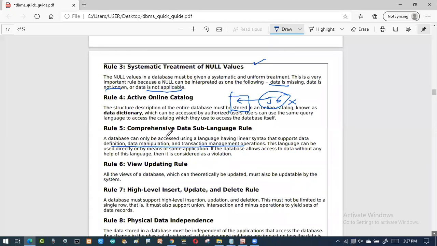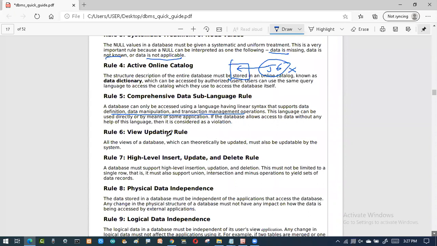And coming to the view updating rule, this is another important one. When I'm saying view of database, I won't be having a single table. This table has been split into n number of entities. Just like you have seen the many ER diagrams, you have n number of entities. So I have one table, and it has been split.